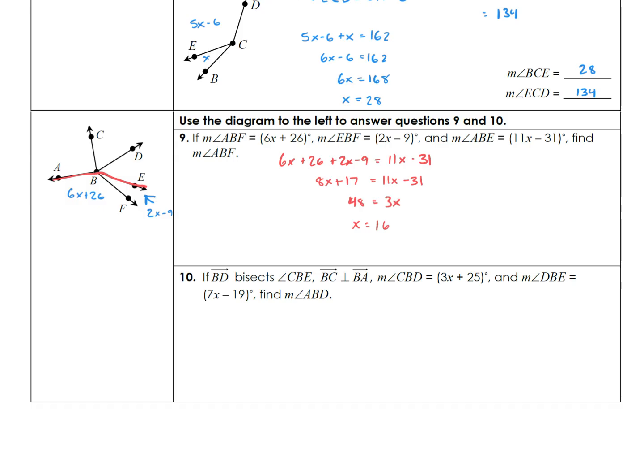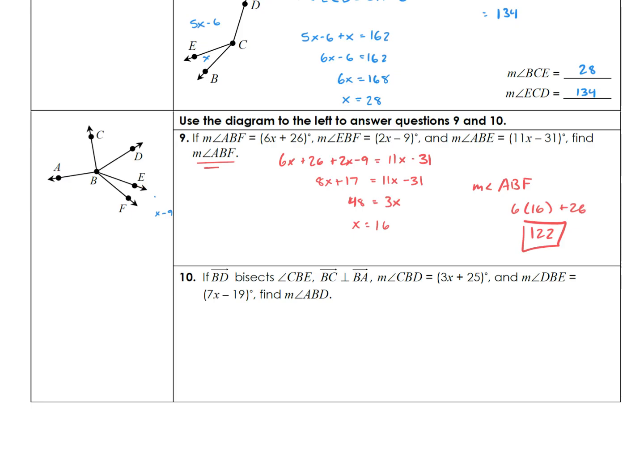When you simplify for x, or when you solve for x, you get that x is equal to 16. And then when you plug in to find the measure of angle ABF, which is the thing we're asked for, you get 6 times 16 plus 26. All of that is equal to 122.